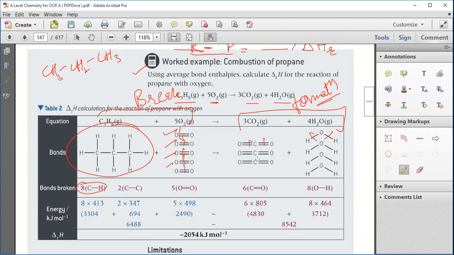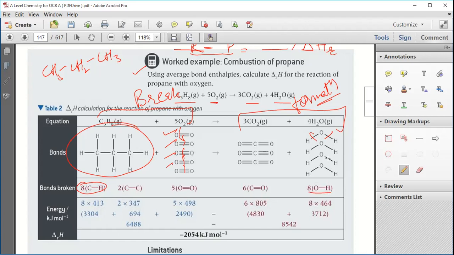Fine. Now this is the formation. Carbon 1, 2, and in one you have 2, you have 3. So 3 into 2, 6. There are 6 carbon-oxygen bonds. Clear? And there are 2 OH bonds per water, and in total 8. So it means 8 OH bonds.